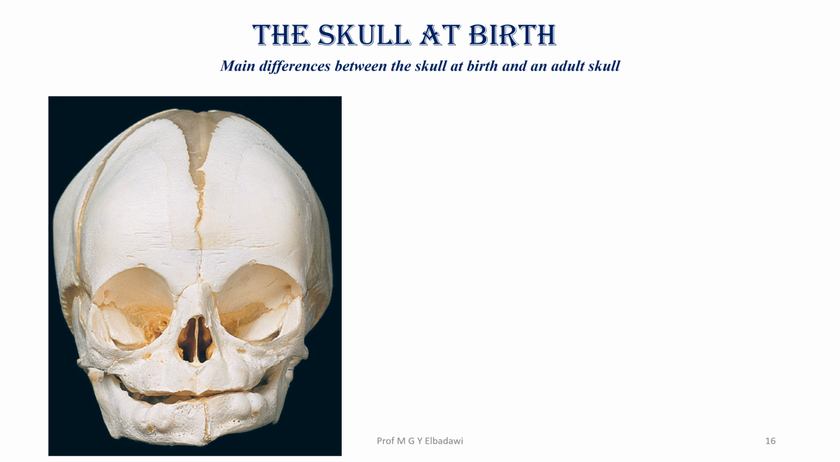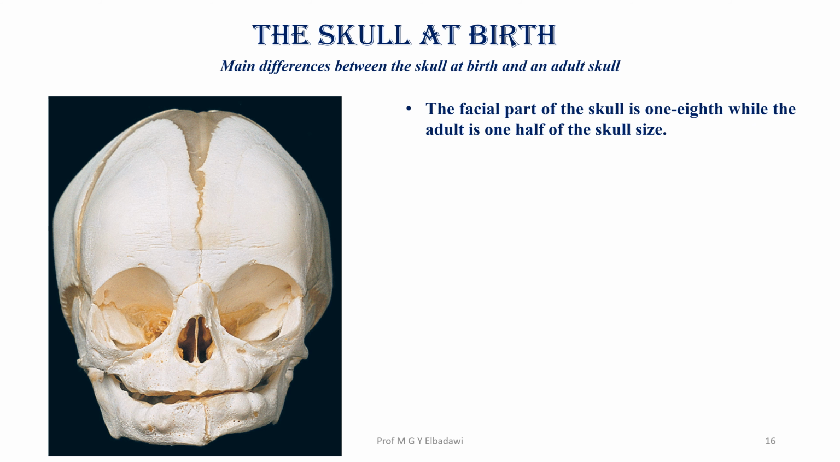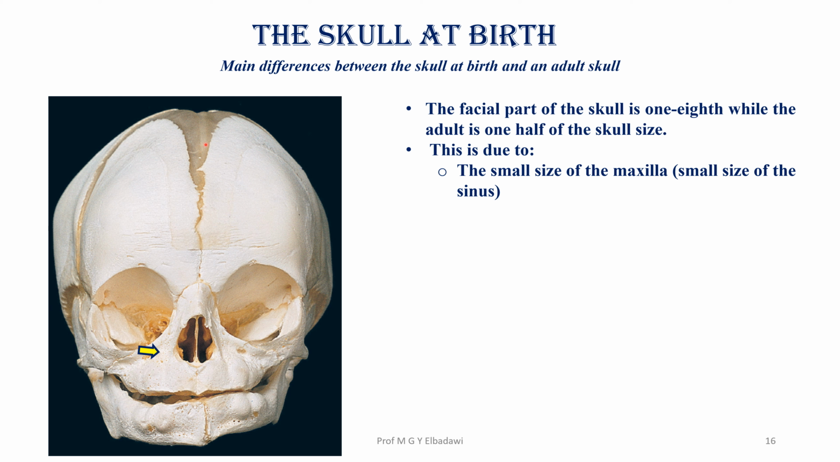Another difference in the skull at birth is mainly in the facial part of the skull, which forms about 1/8 of the size of the skull at birth, while in the adult it forms 1/2 of the size of the skull. This is due to these factors: the small size of the maxilla, where the sinus is not well developed, the small size of the mandible also, and the non-eruption of the teeth.